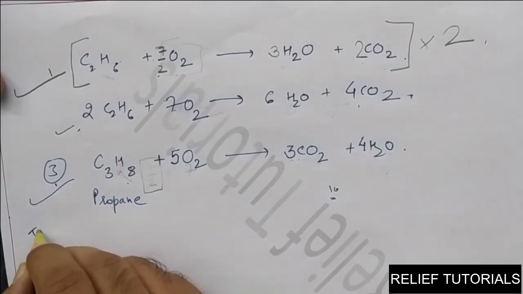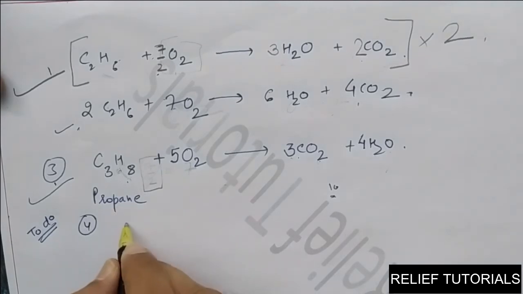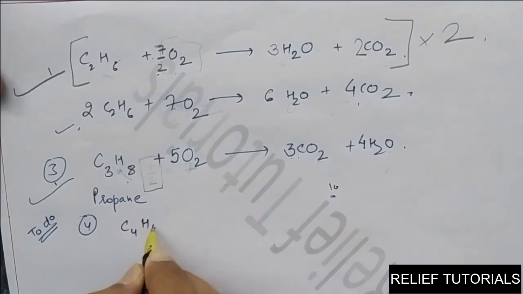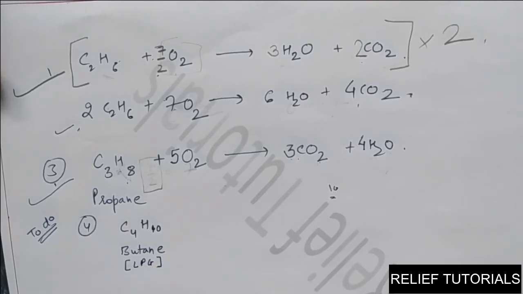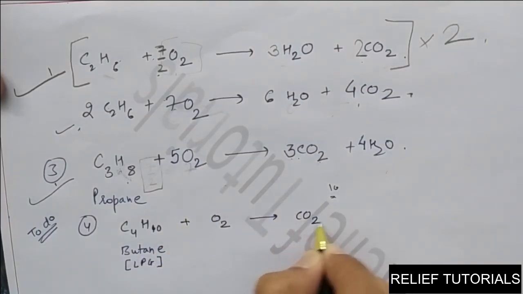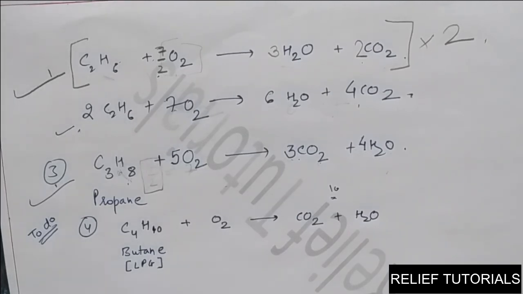Let me give one example to solve by yourself. One more hydrocarbon fuel, C4H10. The name of that gas is butane, which we use in LPG gas cylinders, the gas which we use at our home for cooking purposes. So butane, when burnt in the presence of oxygen, forms again CO2 plus H2O. Do it by yourself, and if you find any difficulty, then contact me.